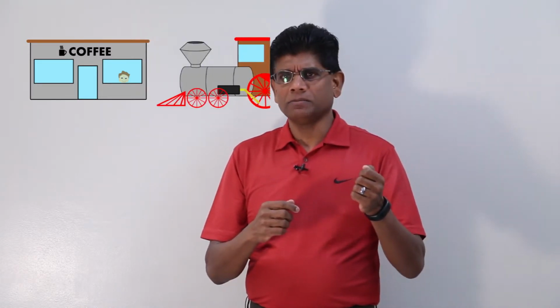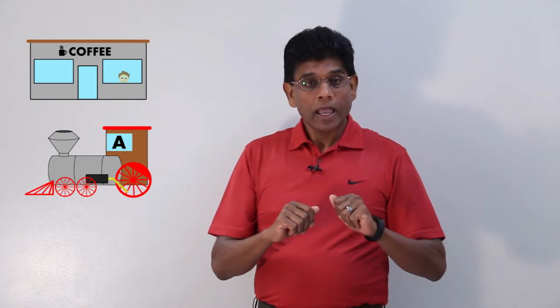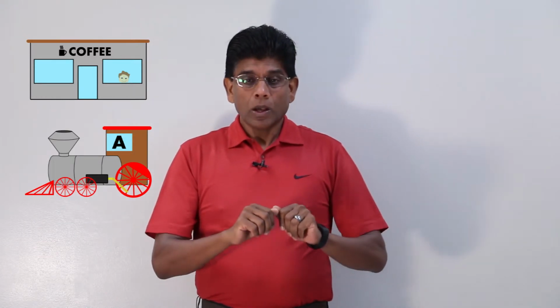Let's start with an example. Imagine yourself sitting at a coffee shop and looking through the window. Let's say you see a train pass by at, say, 50 miles an hour. Let's call this train A. As far as you are concerned, you are sitting, meaning you are stationary, or we would like to say you are at rest. In this case, you see the train moving from left to right. From your perspective, or I would use the term your frame of reference, train A is moving at 50 miles an hour. This is an easy to understand scenario.